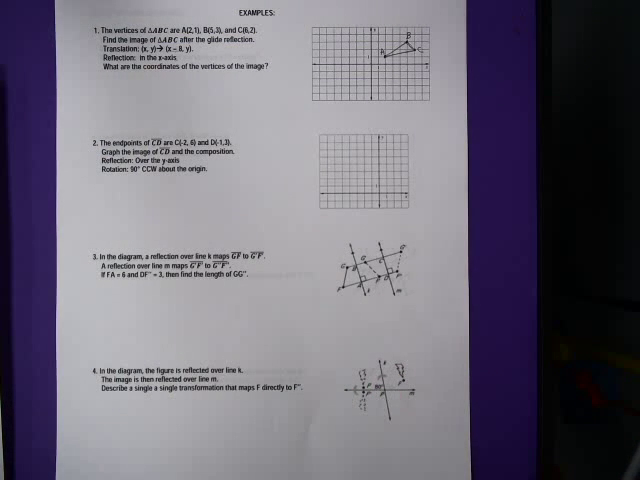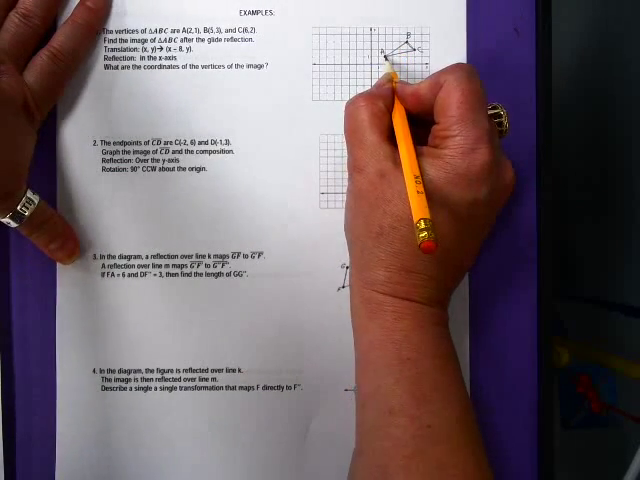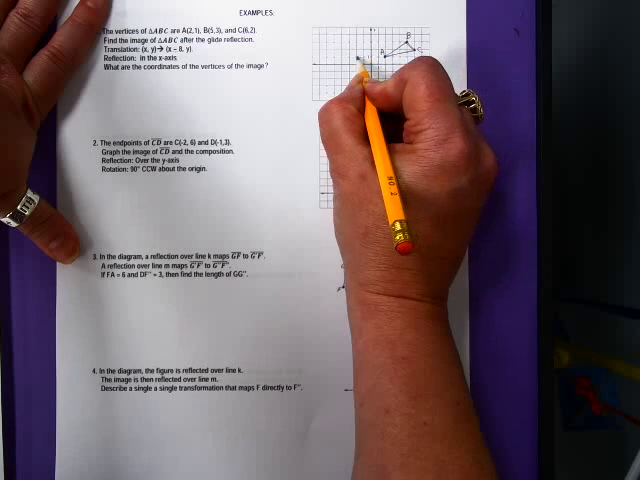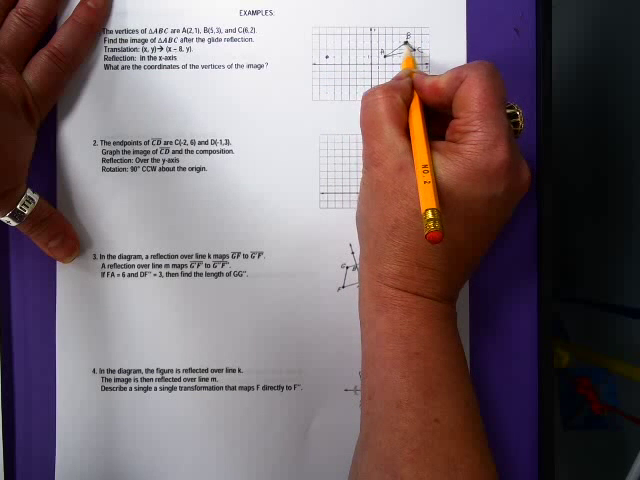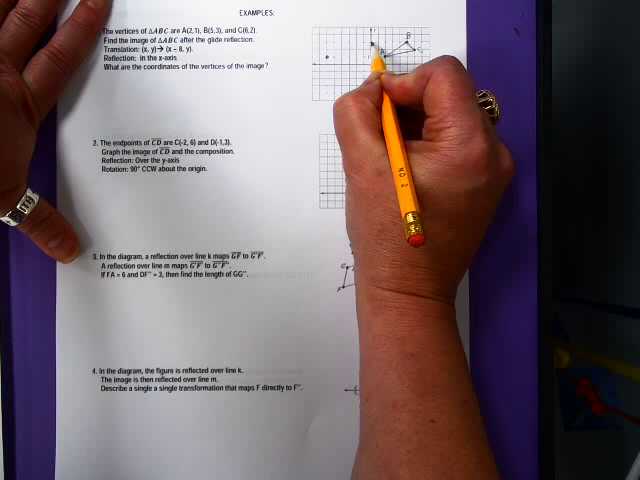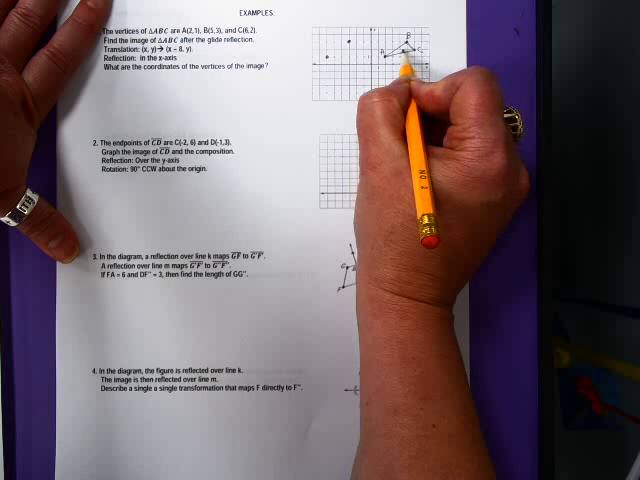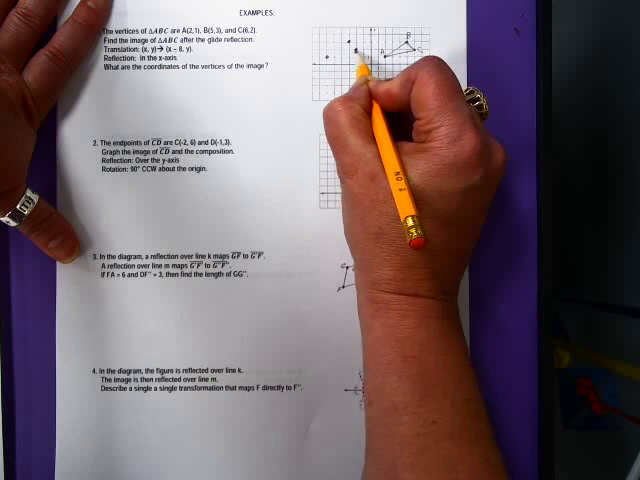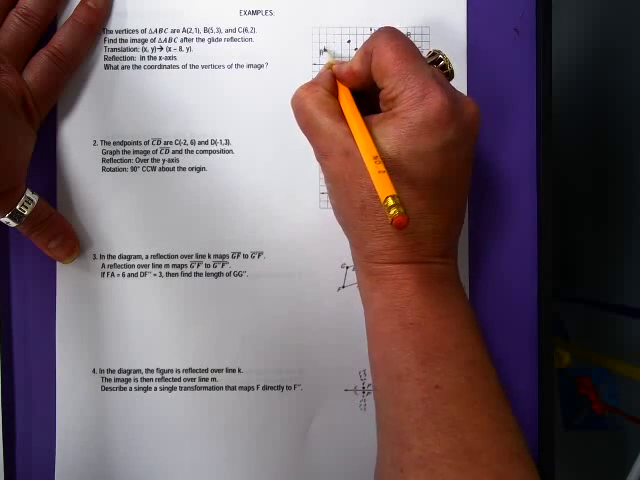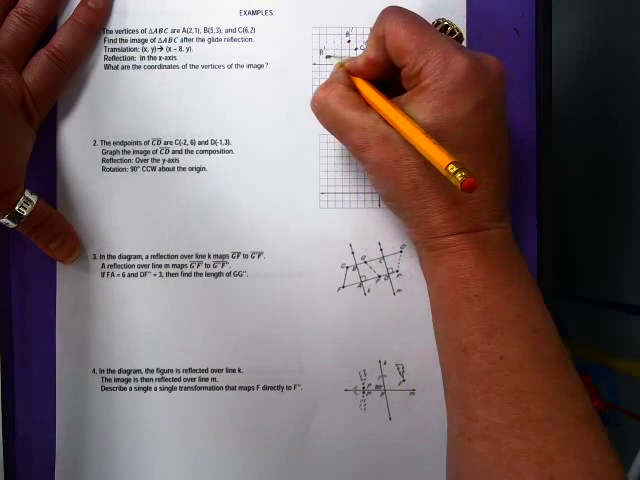Okay, next I'm going to translate it 8 units to the left. So every single point moves 8. 1, 2, 3, 4, 5, 6, 7, 8. And again for the next point, 1, 2, 3, 4, 5, 6, 7, 8, and the last one as well. Okay, this is A prime, B prime, C prime. These are dotted.